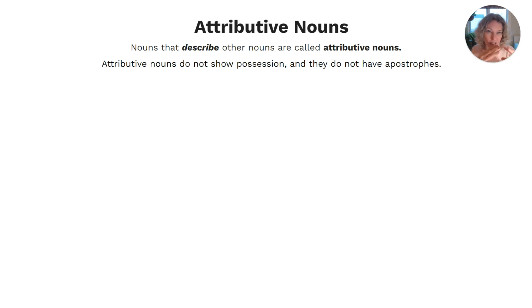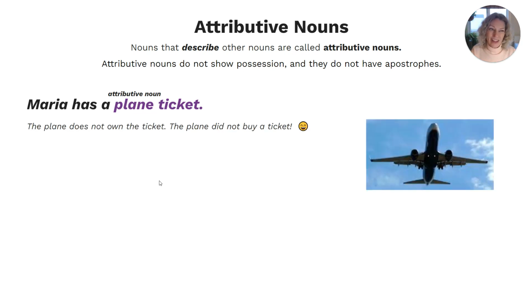So that's where students get confused. They think, do I need an apostrophe here? Well, it depends on whether the noun is acting like an adjective and describing the noun that comes after it, or is it showing ownership? So if you say Maria has a plane ticket, you've got two nouns side by side, but there's no apostrophe. And that's because plane is an attributive noun. The plane does not own the ticket. The plane did not buy a ticket, right? So the ticket does not belong to the plane.